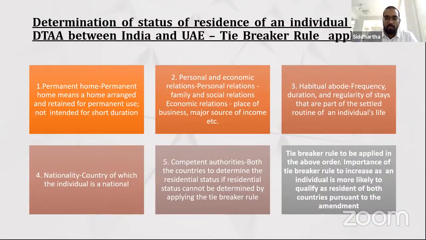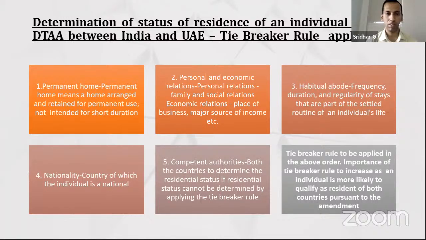Suppose you are frequently visiting, as in your stay in UAE is more, or you are regularly staying in UAE. In that case, you become a resident of UAE by the third limb, habitual abode.